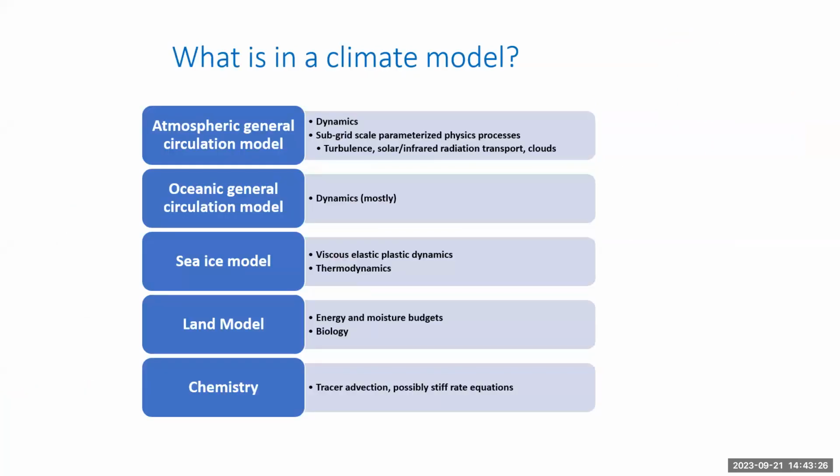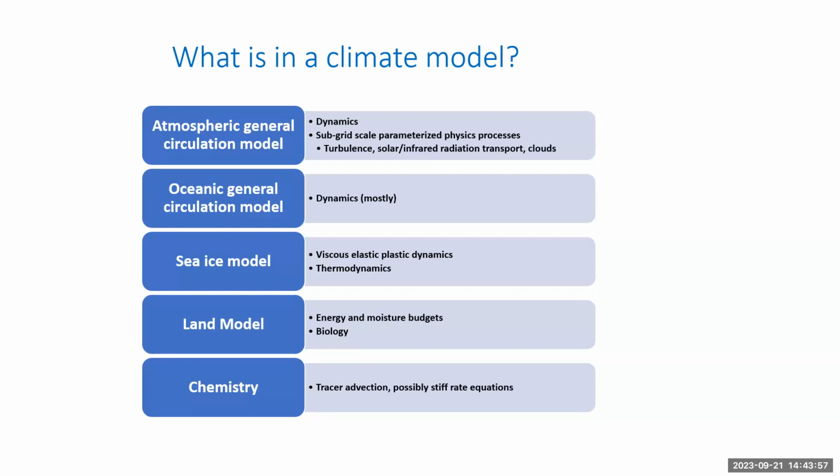So basically, looking at some components: the atmospheric general circulation model, when we talk dynamics, then subgrid scale parameterized physics processes, which actually include turbulence, solar or infrared radiation transport, and clouds. Then coming to the oceanic general circulation model, dynamics mostly. The sea ice model has viscous elastic plastic dynamics, and a lot of thermodynamics. Then the land model has energy and moisture budgets and biology.